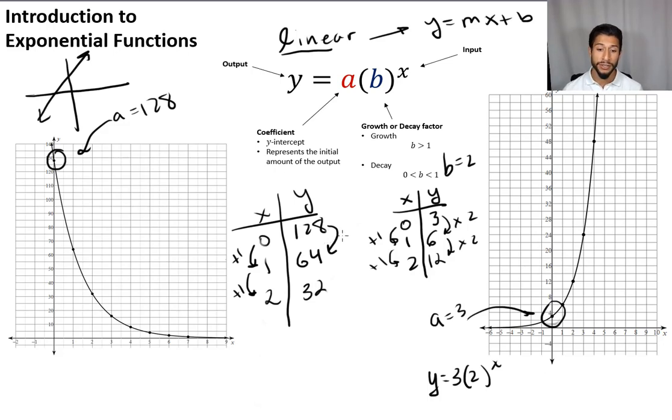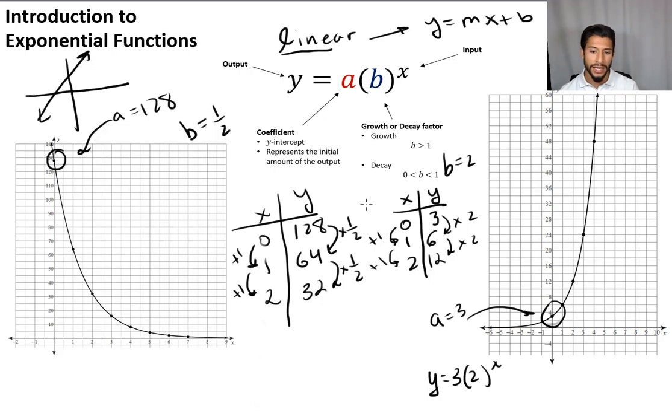You can see that as either dividing by 2, or like the SAT wants you to see it, it's getting multiplied by a half. So times a half, times a half. That makes our b 1/2. And that points to this here, where you can tell that it's a decay if b is a positive number, greater than 0 and less than 1. And a half is less than 1.